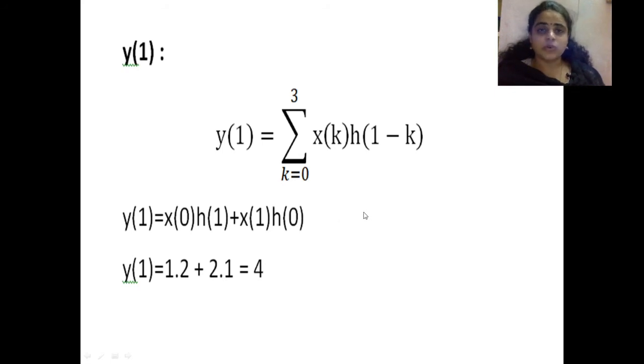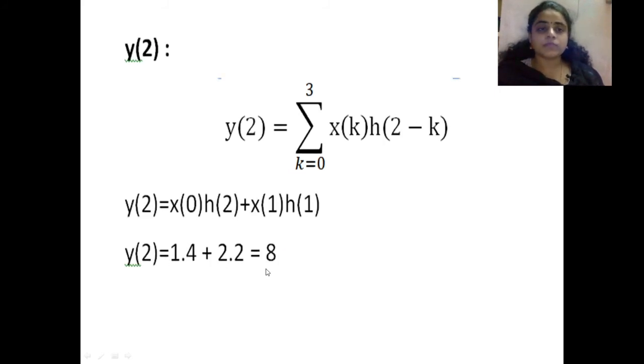Anyway, x of 2 doesn't exist, only these two samples are valid. So x of 0 into h of 1, x of 1 into h of 0: 1 into 2 plus 2 into 1, 2 plus 2 is equal to 4. This is y of 1.